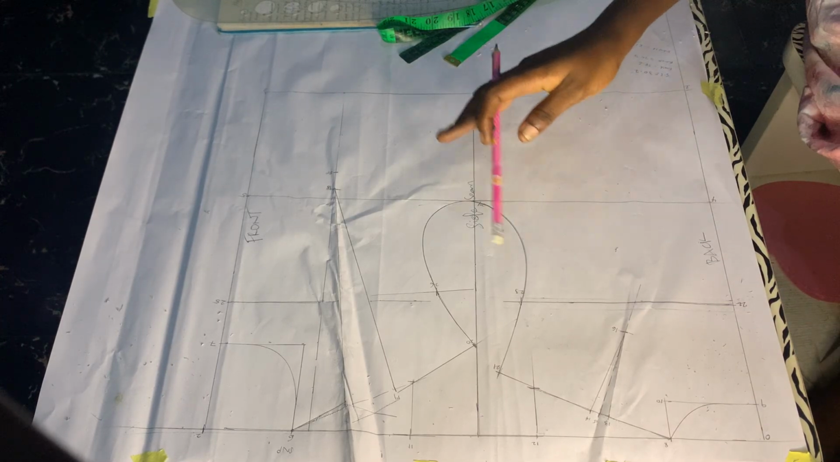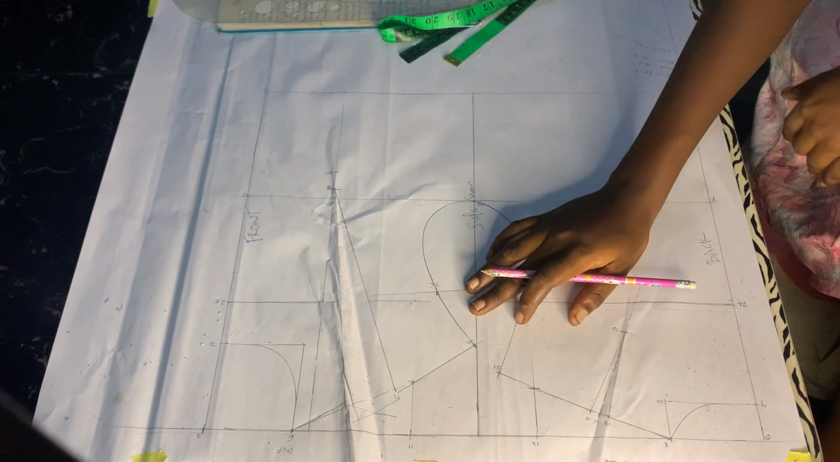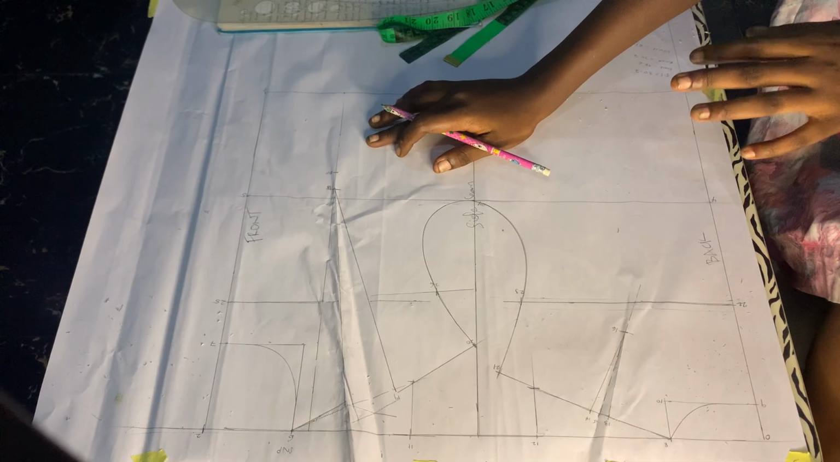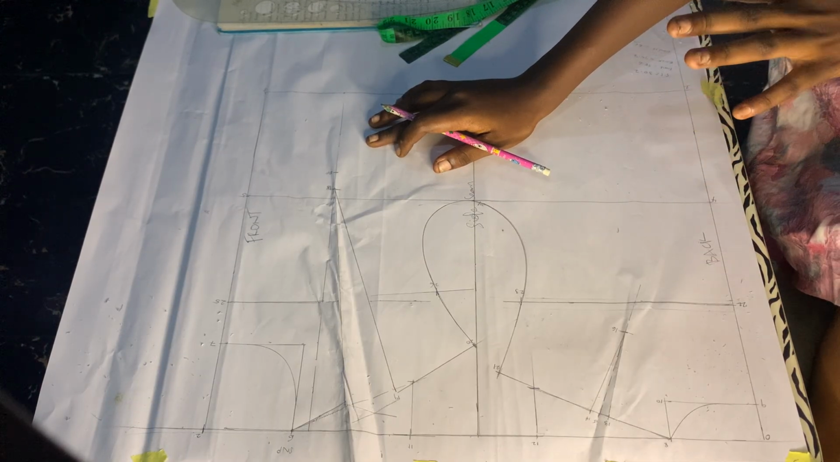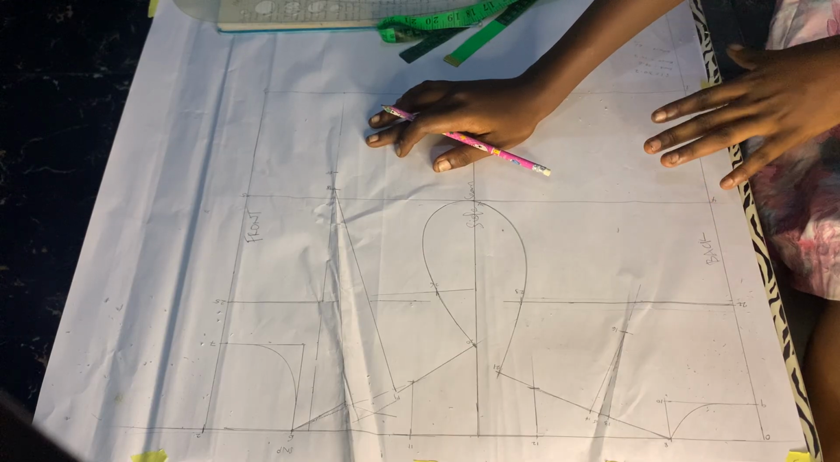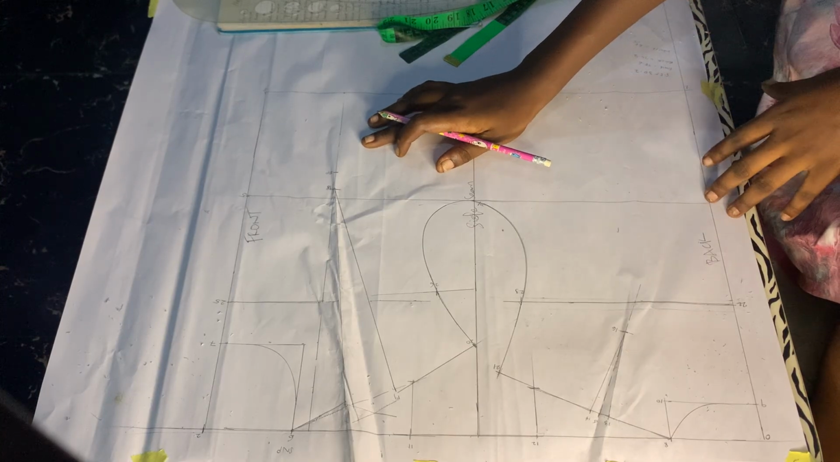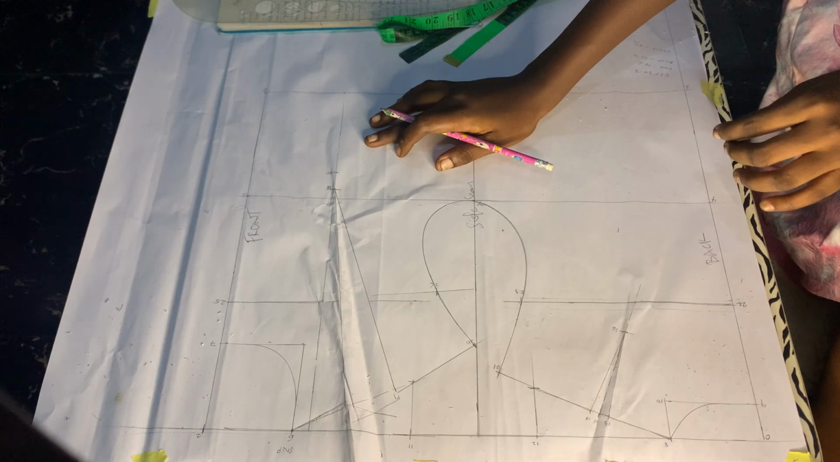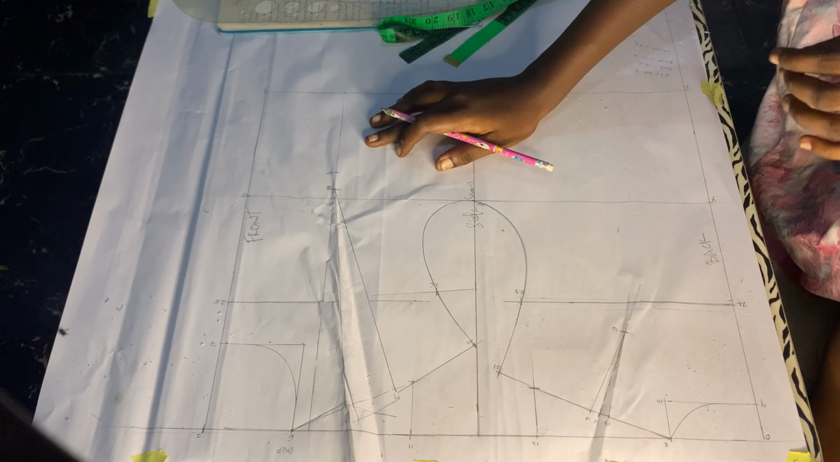So we're done with the upper part of our block, and now we want to work on the down part, which is the waist part. The first thing you need to do is get your waist measurement, and for me my waist measurement is 68 centimeters. Now you divide that by 2. 68 divided by 2 is going to give me 34 centimeters.